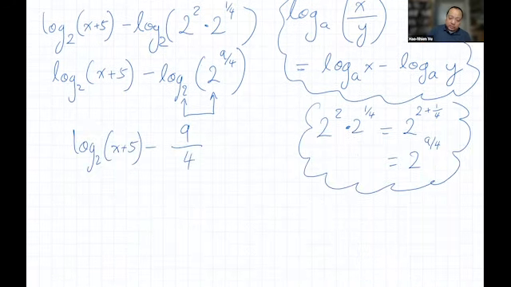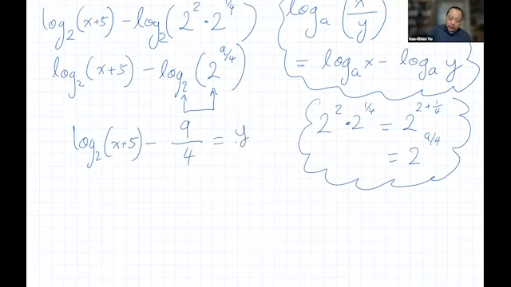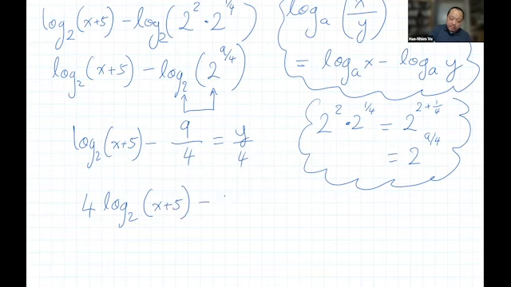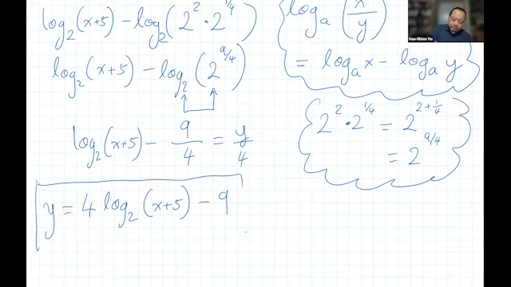And the right-hand side is equal to y over 4. Now I multiply both sides by 4. I have 4 log base 2 of x plus 5 minus 9 is equal to y. I'm going to write y over here. Box this up. That's the alternative solution to the problem.